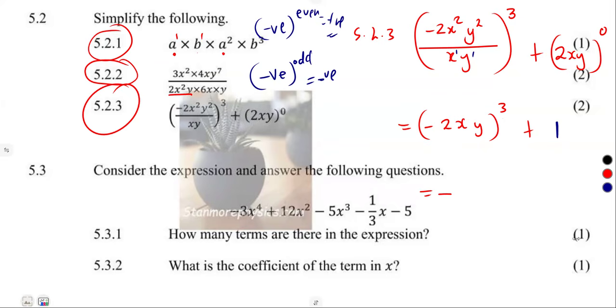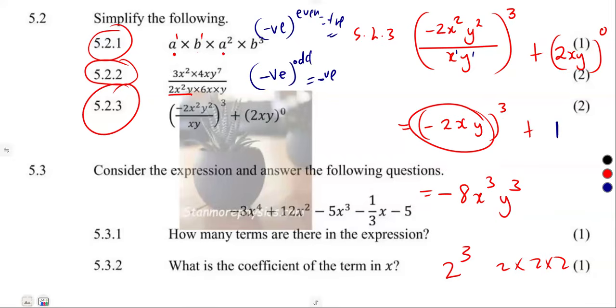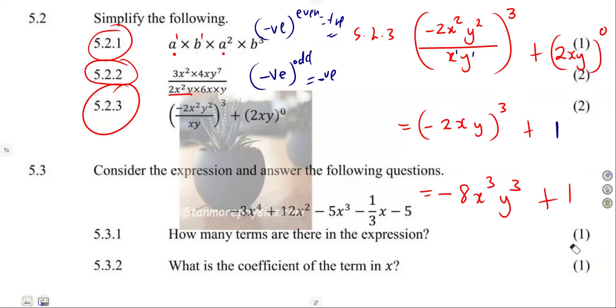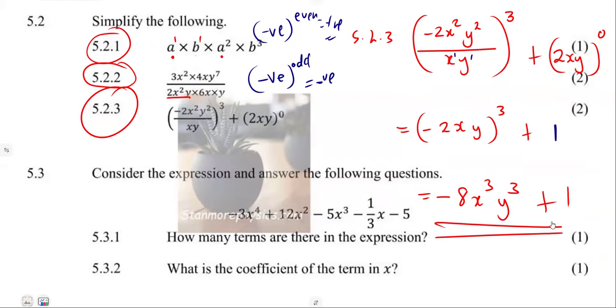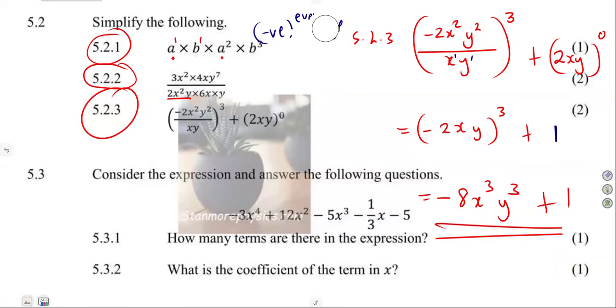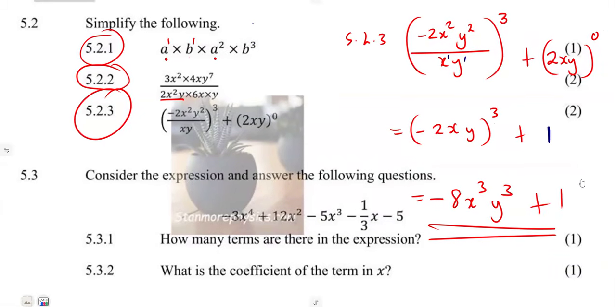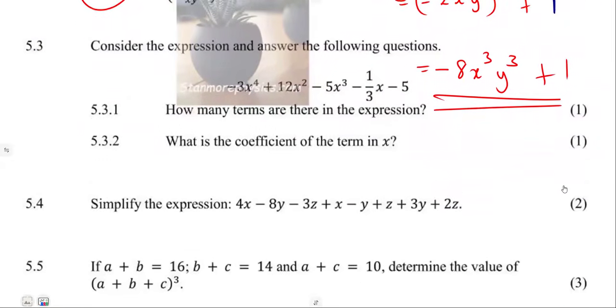2 to the exponent of 3 is what? 8. 2 times 2 times 2. X to the exponent of 3. Y to the exponent of what? Of 3. Every term, everything inside the bracket is raised to the exponent of 3. So do not forget to add the 1 that we obtained from that one raised to the exponent of 0. Can this be simplified? No. These are unlike terms. You cannot combine them. So you leave your answer like this, all right? Just like that. So that is how you can play around with these typical questions. Just try to do as much revision as you can.